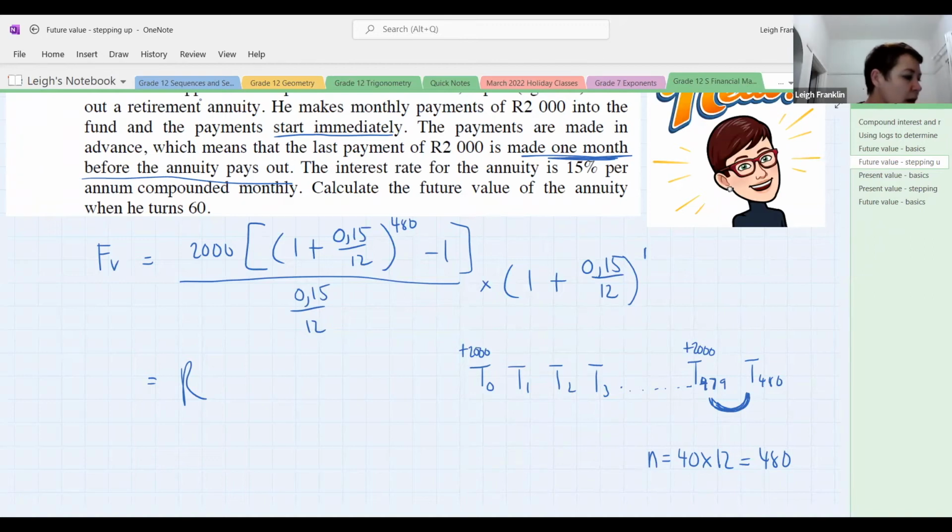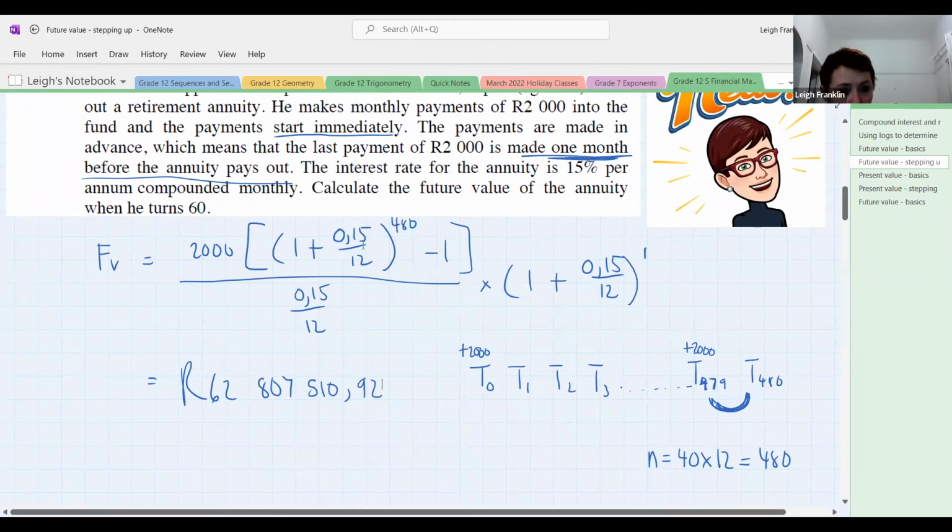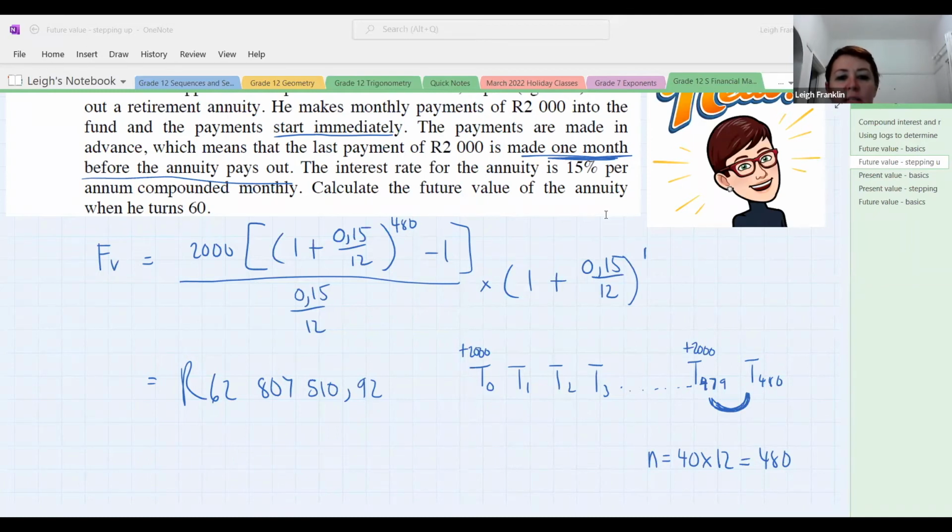Let me just write down what I got. Paul is a very wise man, because look what he ends up with: 62,807,510 Rand and 92 cents. So the moral of the story is, Matrix, as soon as you can, you start saving for your retirement one day, because like Paul, look how much money you can have when you turn 60. Then you don't have to work until you're 65, and you can enjoy all of that money when you get older. Yes, Kulani, I got exactly the same answer.